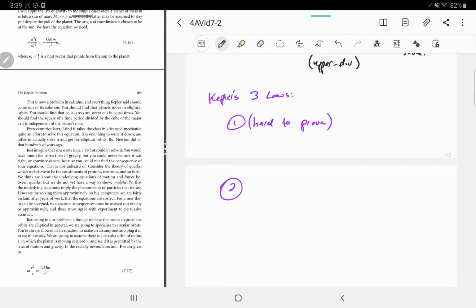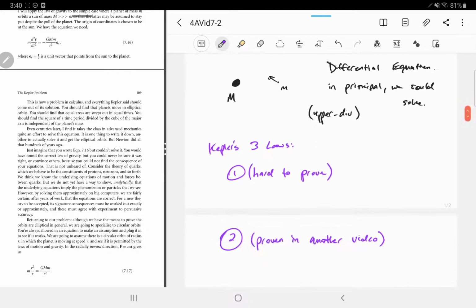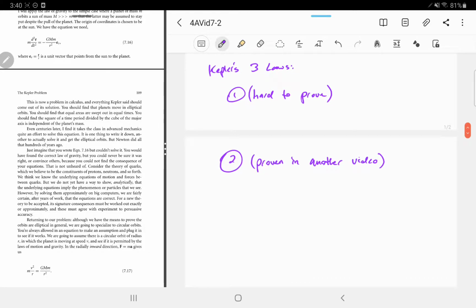The second one we proved in another video. If you haven't watched that one already, there's a video called Acceleration in Polar Coordinates. The first half or two thirds of that video, we're just talking about kinematics. And then at the end, we combine what we know about the acceleration in polar coordinates with just a couple of facts from Newton, which say that the force is radially inwards and the force is proportional to acceleration. And that lets us prove Kepler's second law, equal areas in equal times, pretty quickly.